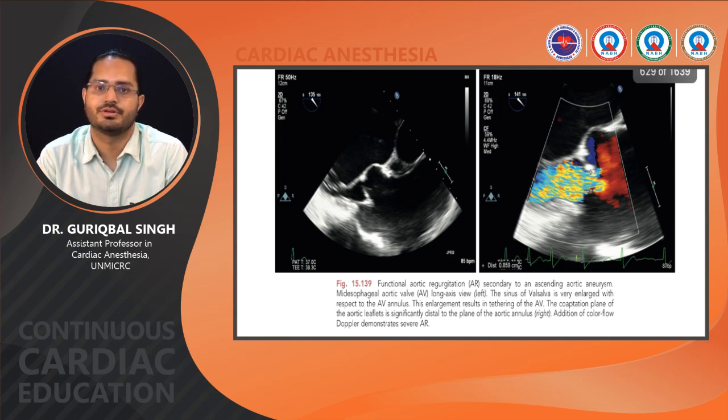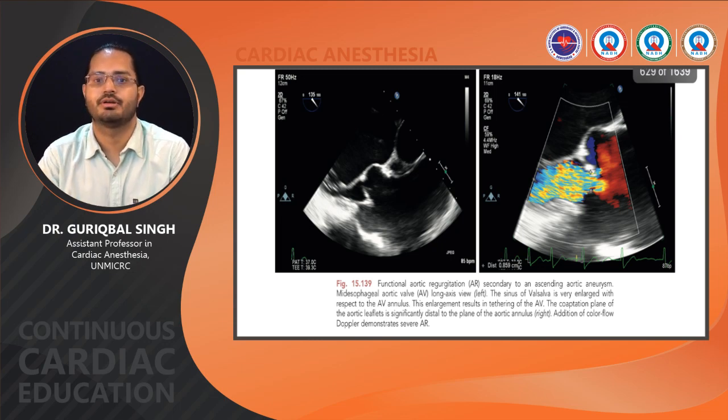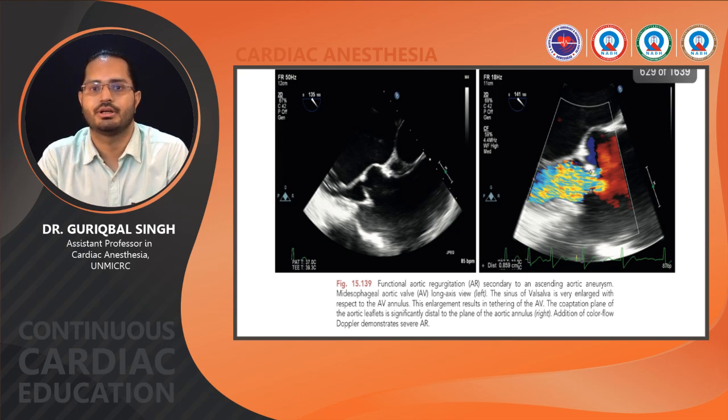So this is a mid-esophageal aortic valve long axis view. Here we can see the sinuses of Valsalva. They are enlarged. They are huge with respect to the annulus, and this results in aortic valve tethering, and the coaptation plane of the aortic leaflet is significantly distal to the plane of the aortic annulus.